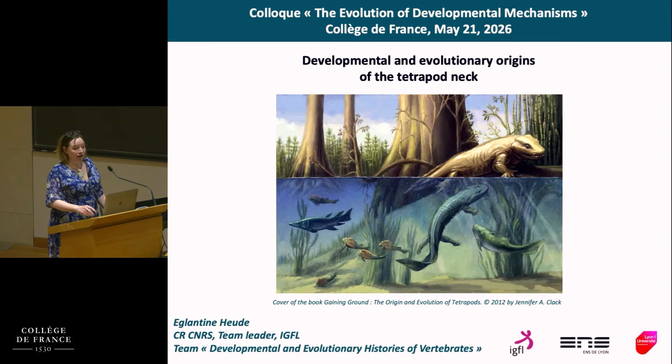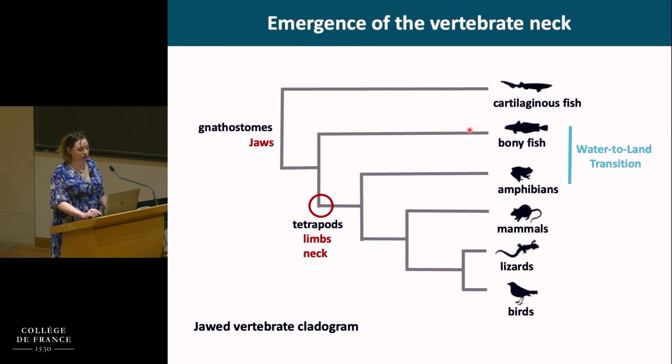The global aim of my research is to elucidate the origin of morphological innovations that permitted adaptation to a new environment. And during the past decade, I have focused on one major event that characterized vertebrate evolution, the transition from an aquatic to a land lifestyle. And I studied notably the evolution of the neck that is specific of land vertebrates, also known as tetrapods.